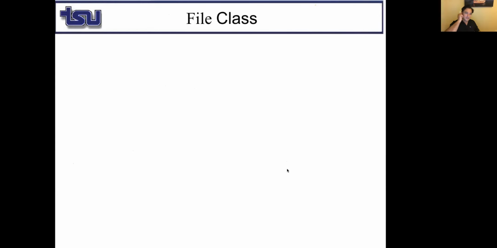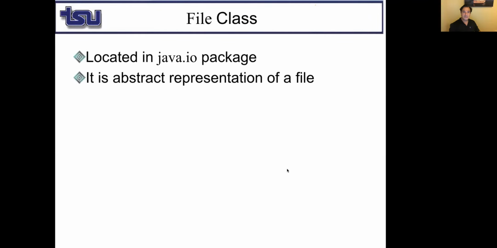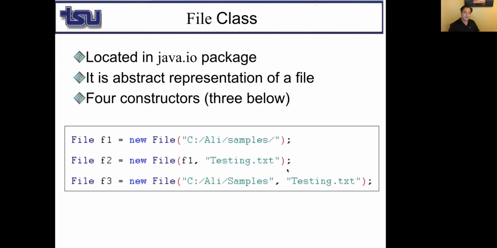The first class, which is extremely important, is the File class, which is located in the java.io package. It's an abstract representation of a file, basically. There are 4 constructors, and I'm going to give you 3 constructors here. The first one takes a string as input. The third one takes 2 strings as inputs. And then the second one takes a File object as the first parameter, and then a string as the second parameter.